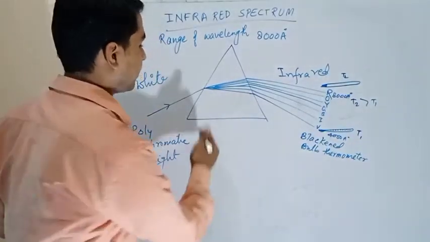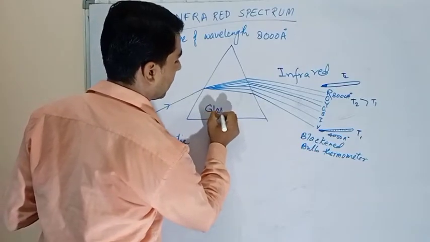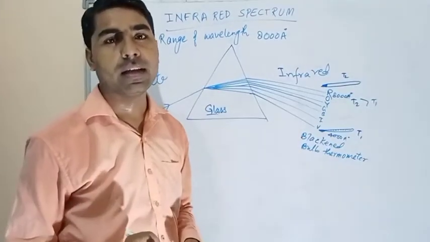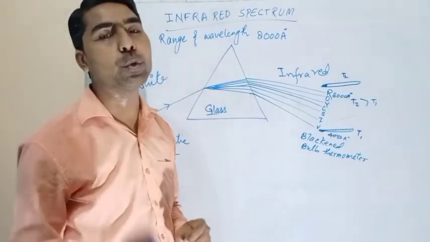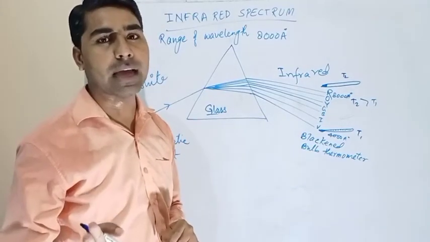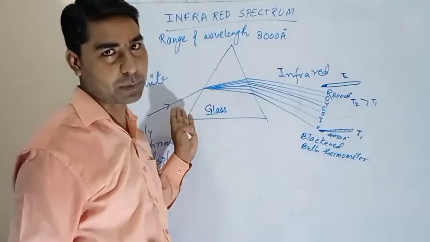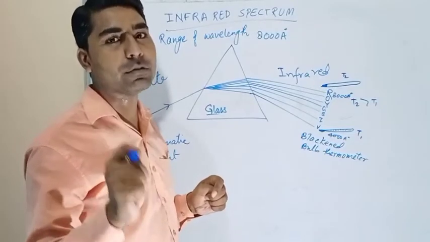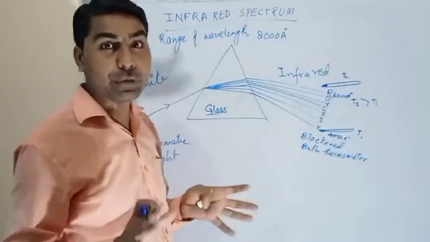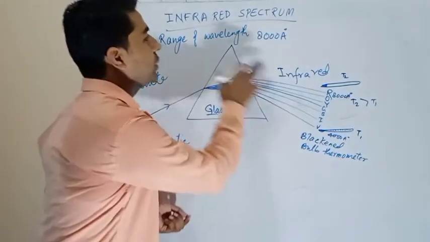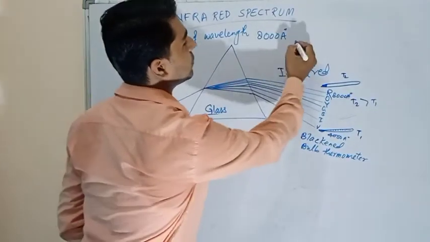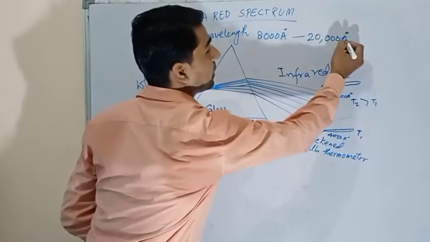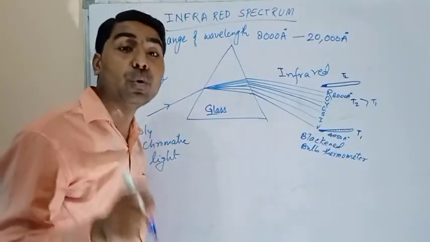If you are using a glass prism, listen here, a glass prism has some limitations. It can only pass wavelengths up to 20,000 angstrom. After that, if any invisible spectrum is passing through it, it will be blocked. Only up to 20,000 angstrom wavelength will pass. So suppose we don't know about this. We can say the range of wavelength of the infrared spectrum is from 8,000 to 20,000 angstrom.